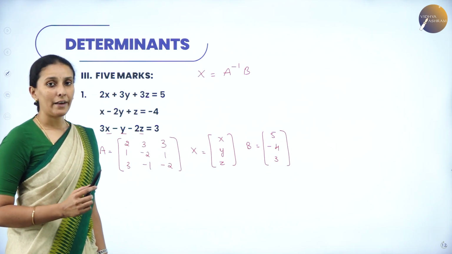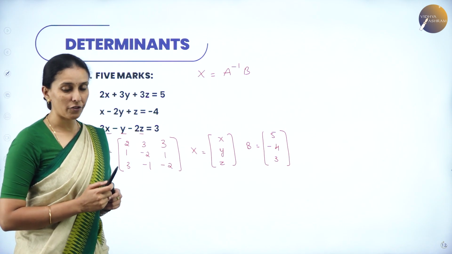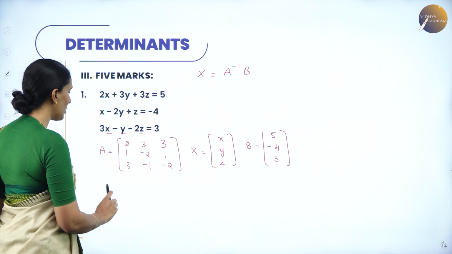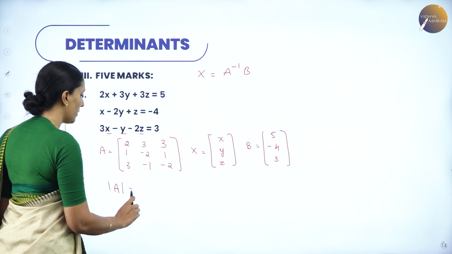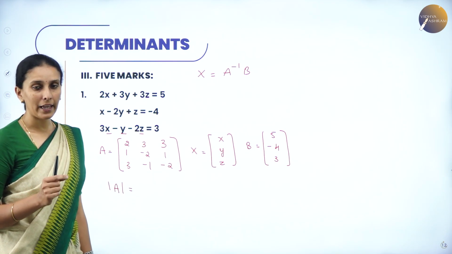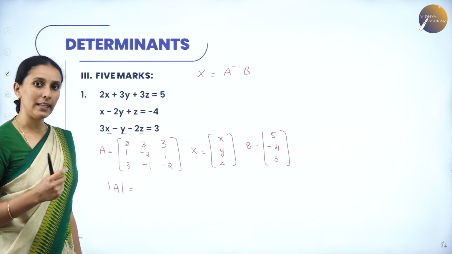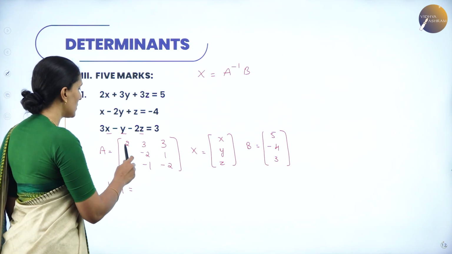So according to the definition, before finding the inverse of a matrix, let's see whether it exists or not. So we will check the determinant of A. If the determinant of A is not equal to 0, that means if matrix A is non-singular, then the inverse of the matrix exists. So let's check here.